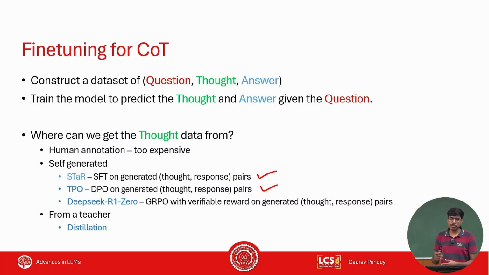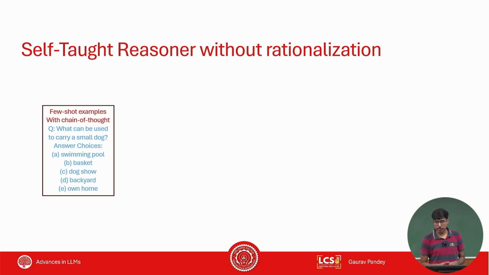Finally, if you don't want to use self-generated thoughts, let's say you already have a powerful teacher model, then you can generate those thoughts from the teacher and just use that for training. Basically, then you can easily create a data set of this question, thought, answer, right? And you can do distillation. Okay, so let's look at the SFT approach, which is the STaR approach.